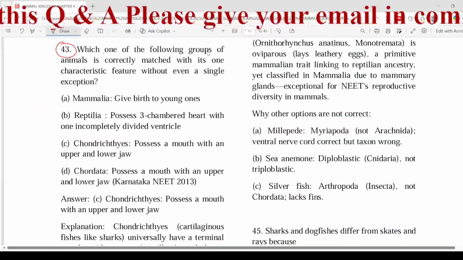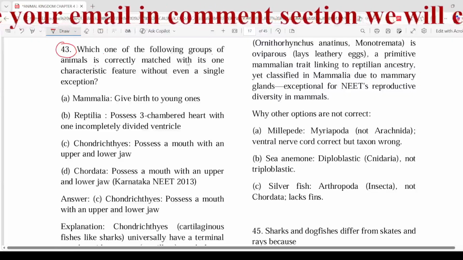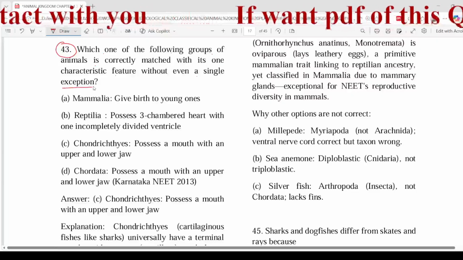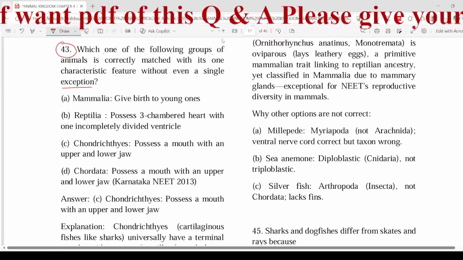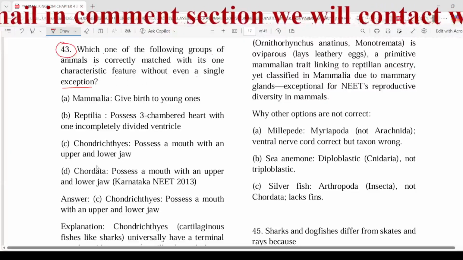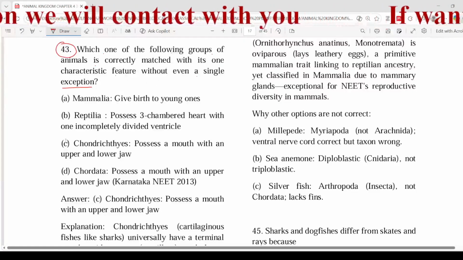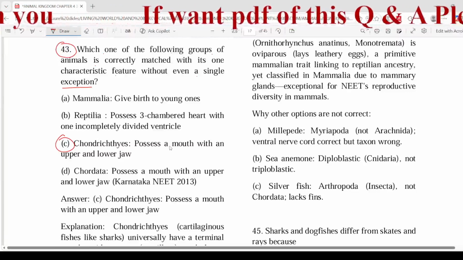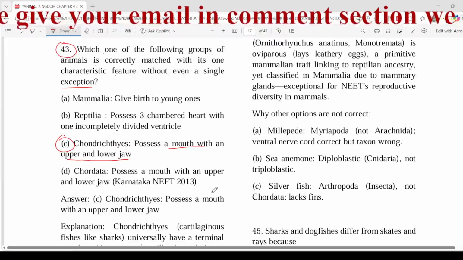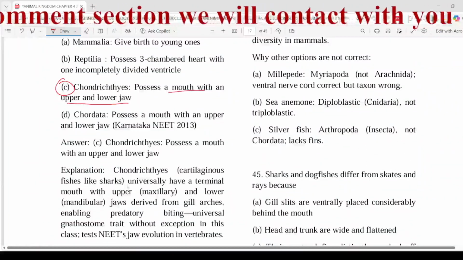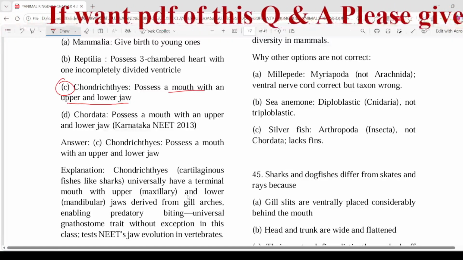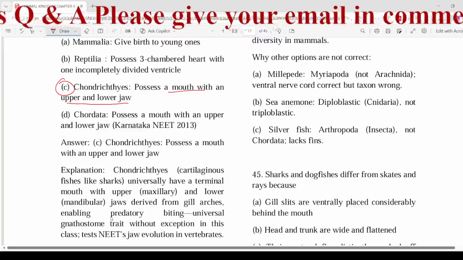Which one of the following groups of animals is correctly matched with its one characteristic feature without even a single exception? So the correct answer for this question will be option C. Chondrichthyes possess a mouth with upper and lower jaw, because Chondrichthyes universally have a terminal mouth with upper jaw and lower jaw derived from gill arches.